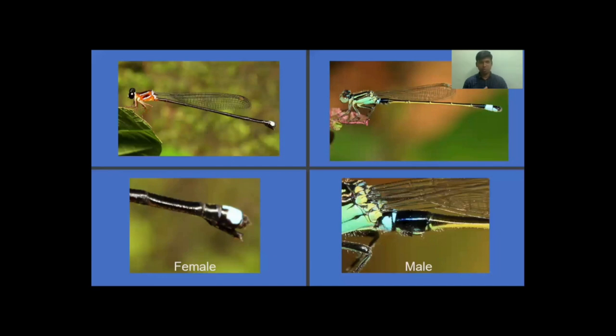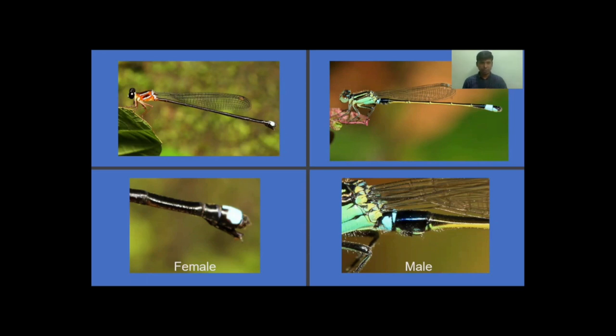In the picture on the left, the bottom and the top ones are female damselflies. The one on the right is a male damselfly. This applies to both dragonflies and damselflies the same. What are the features we should look out for to identify them?